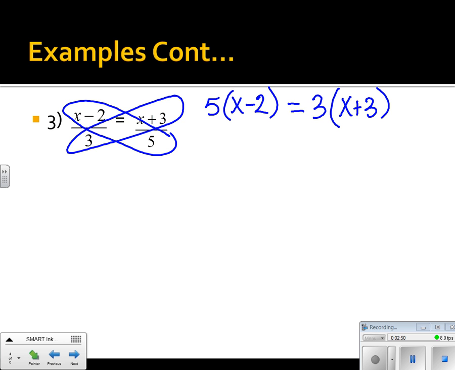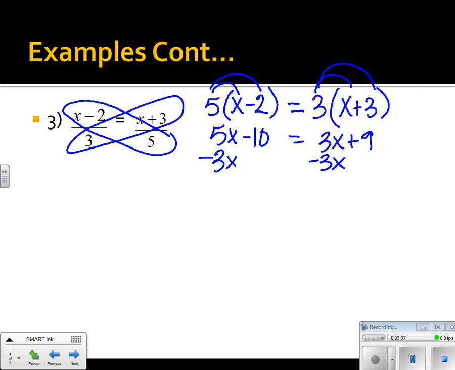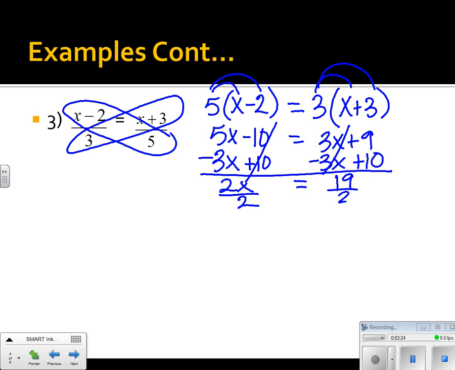So we will distribute using the distribution property here also. And then we're going to solve for x. I'm going to subtract 3x from both sides to get my x terms on the left side. I'm going to add that 10 to both sides to get my constants to the right side. So here's my equal sign. That's 0. That's 0. So we're left with 2x is the same as 19. And so we divide both sides by 2. And x equals 19 halves, which is 9 and a half.